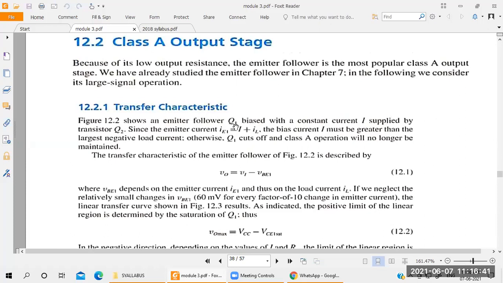It is from the collector. That is I. I means what here? It's a constant current here. Remember this. Then this Q1 transistor is maintained by the Q2 transistor here. So for that you take now IE1. You take IE1 here, that should be equal to IE plus IM.